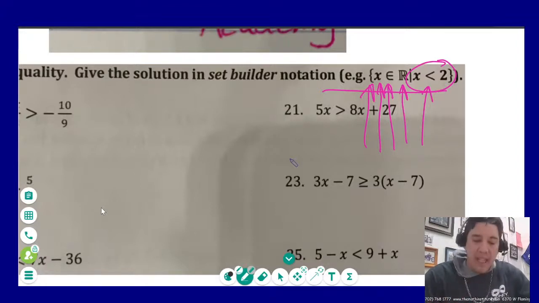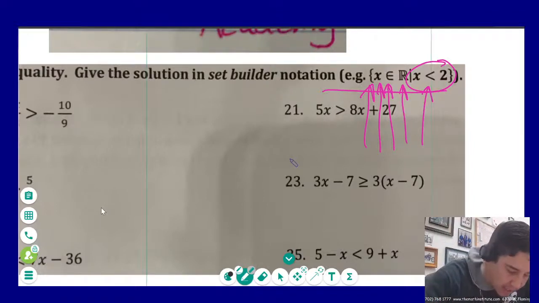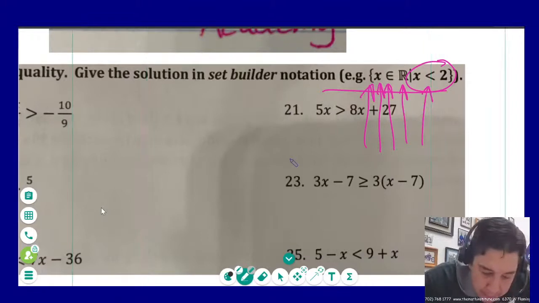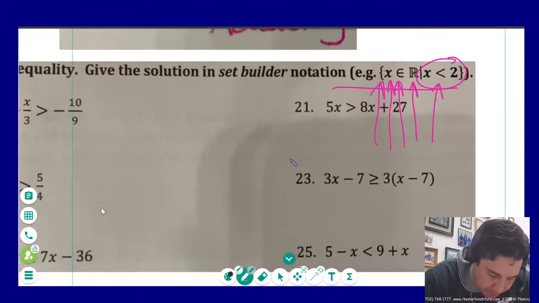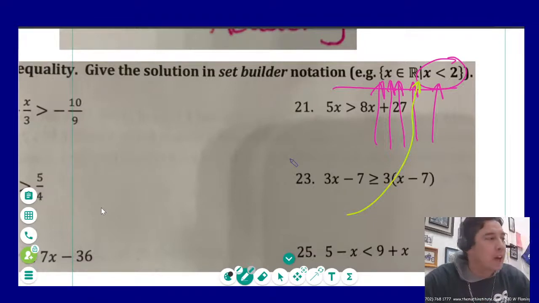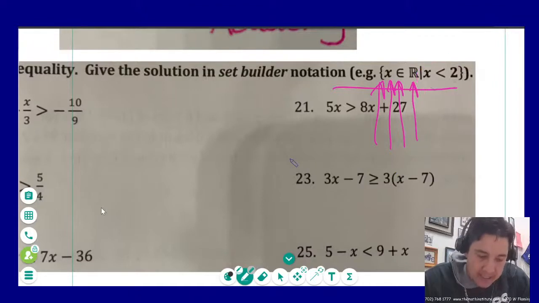say the whole thing. X is an element of the real numbers such that, sorry, I didn't tell you about this line right here. This big vertical line means such that. So x is an element of the real numbers such that x is less than 2. So let's take a look at a real problem and see if we're able to emulate exactly what we just saw.